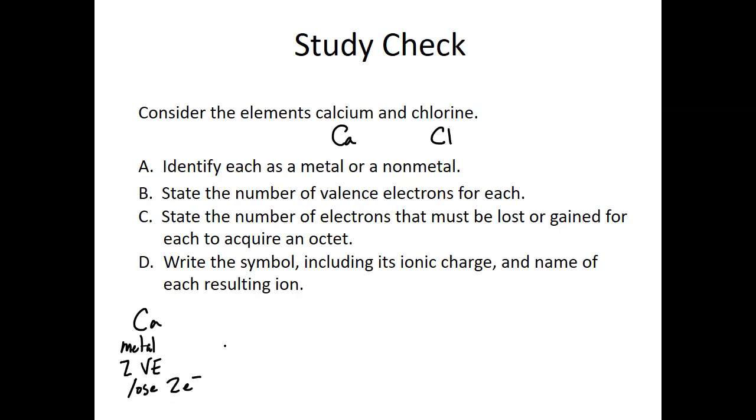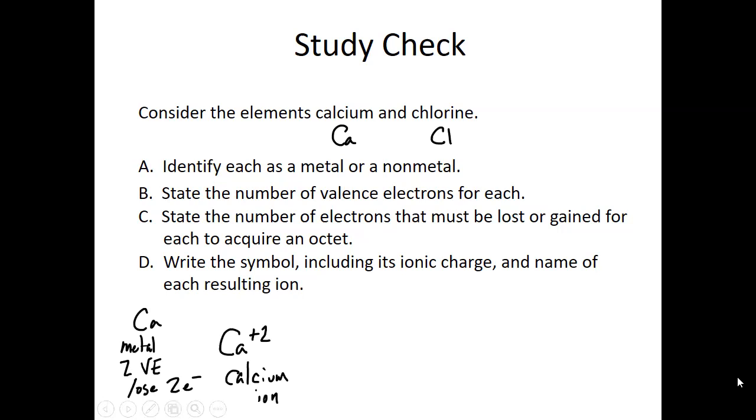We're always going to go in the direction that gives us the easiest path. What is the symbol and the name of it? Well, if I lose 2 electrons, I'm going to have 2 fewer electrons, which means I'm going to have 2 more pluses than minuses. It's going to be +2. The name of this is calcium ion.